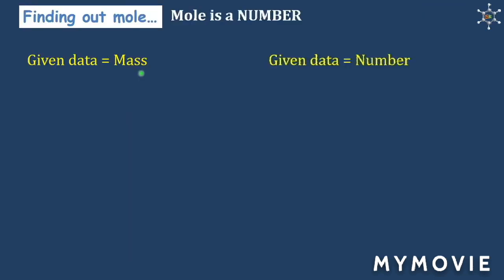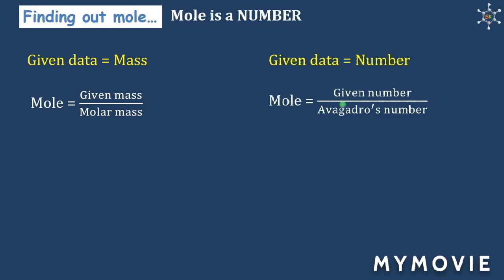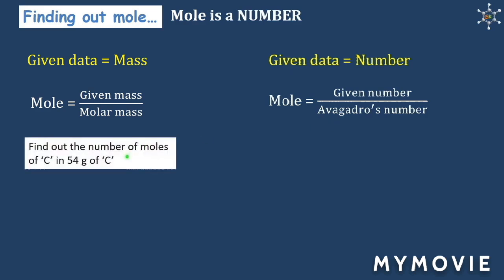Data may be given in the form of mass or in the form of number. If it is given in the form of mass, then mole is the ratio of the given mass of the substance divided by the molar mass of the substance. If the given data is in the form of number, then mole is the ratio of the given number divided by Avogadro's number. Example: find out the number of moles of carbon in 54 gram of carbon.